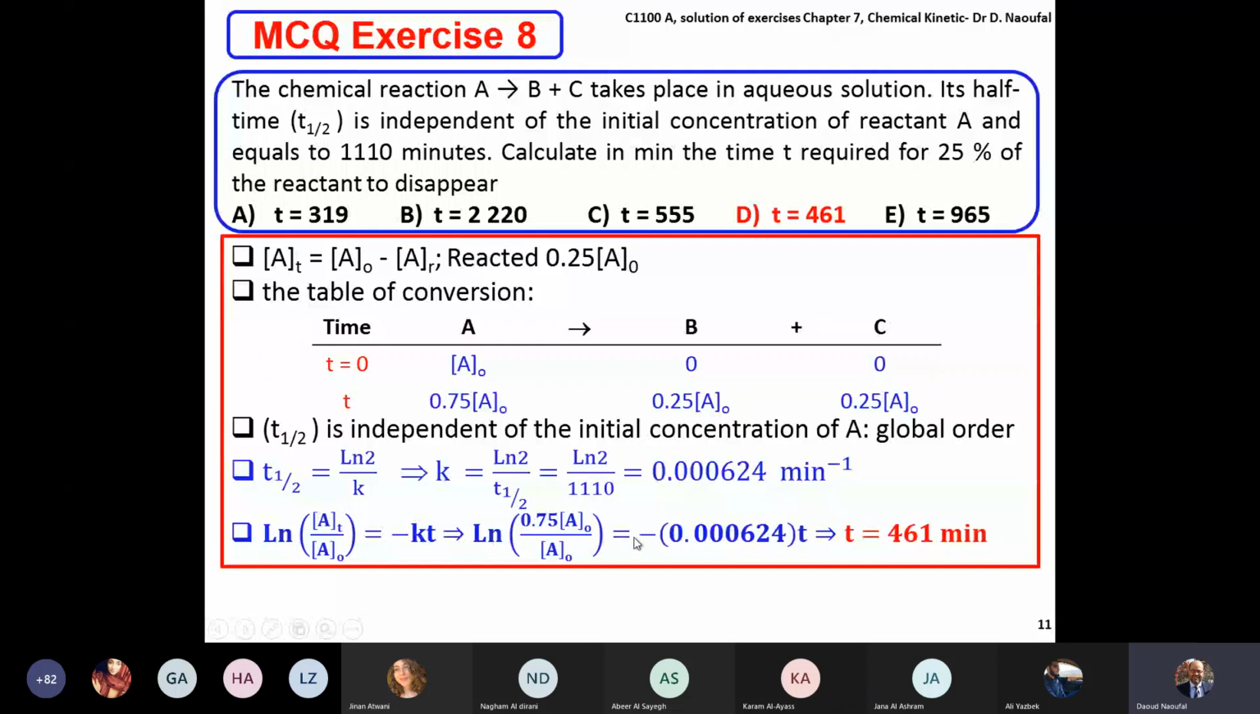0.75 equals minus 0.000624 times t. Then we can deduce directly the time t, and the time t should be in the same unit of K, so it should be in minutes. So the time needed to convert 25% of the initial A is 461 minutes, and the correct answer is D.